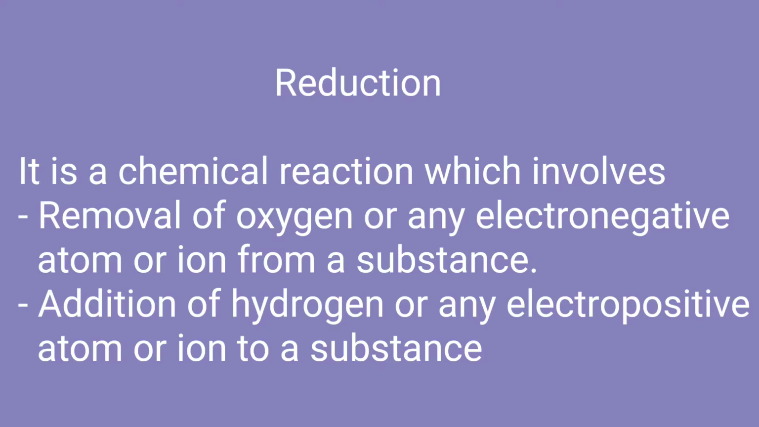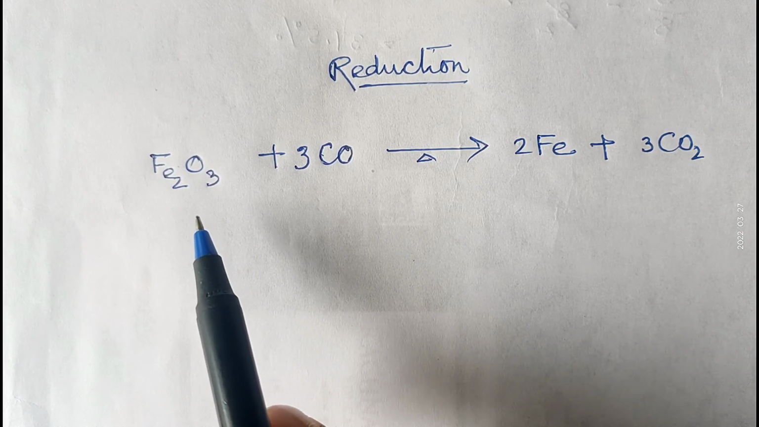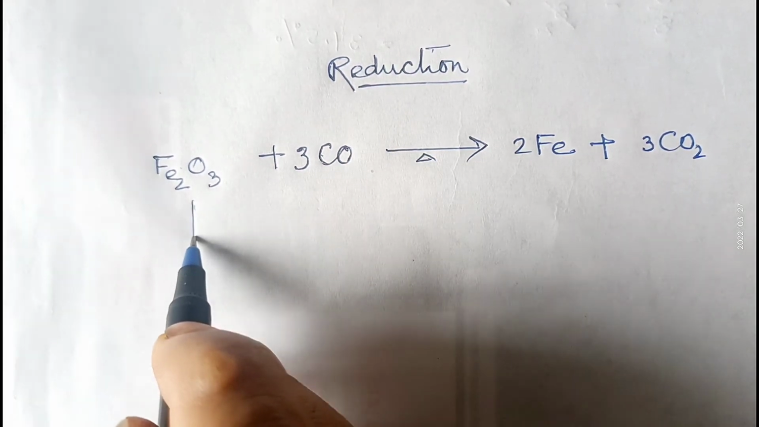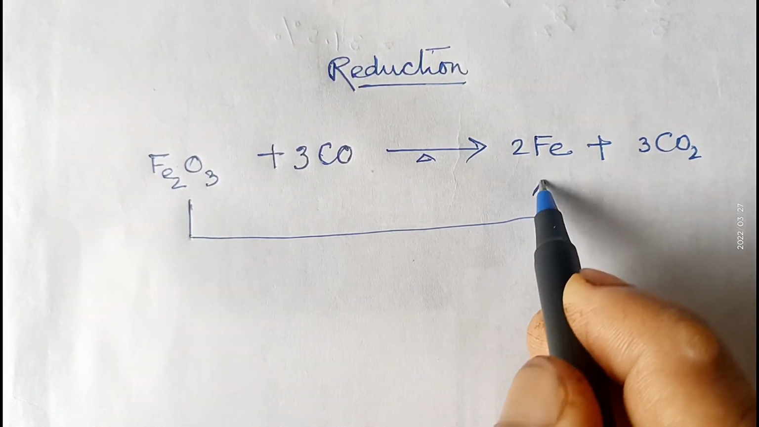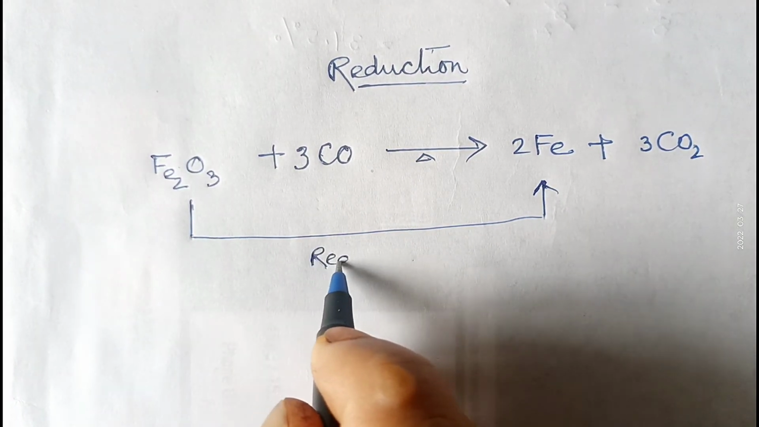What is reduction? Reduction is a chemical reaction which involves removal of oxygen or any other electronegative atom or ion from a substance, or addition of hydrogen or any other electropositive atom or ion to a substance. Now in this reaction, carbon monoxide is passed over heated iron 3 oxide and it gets reduced to metallic iron. Now in this reaction you can see iron oxide converted to iron. Since here oxygen is removed from the reaction, so this part is reduction.